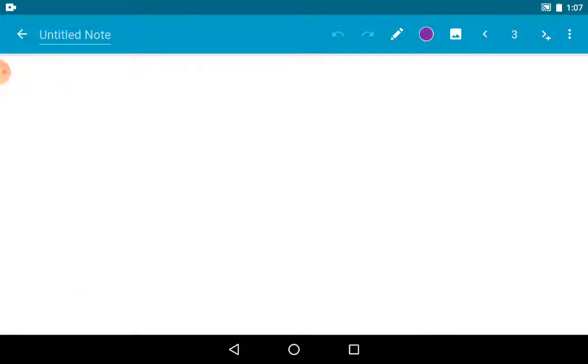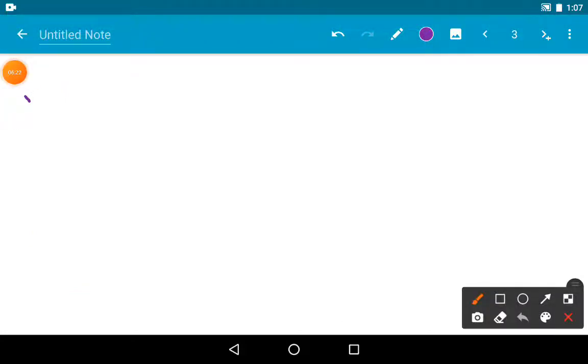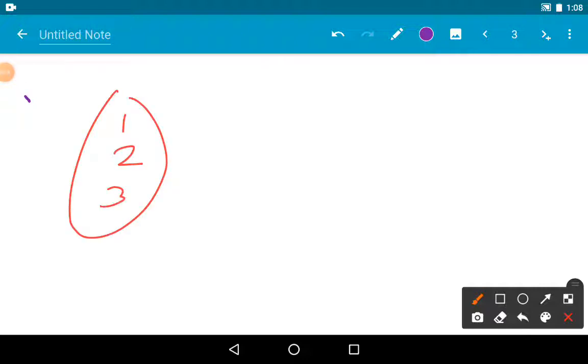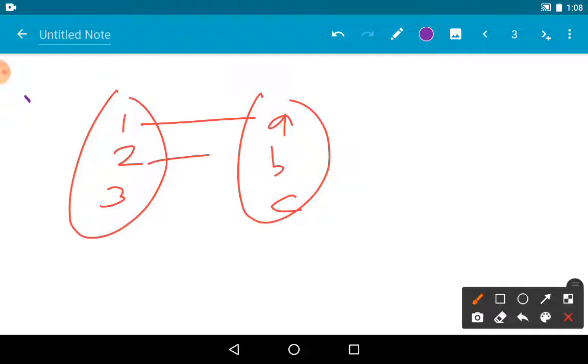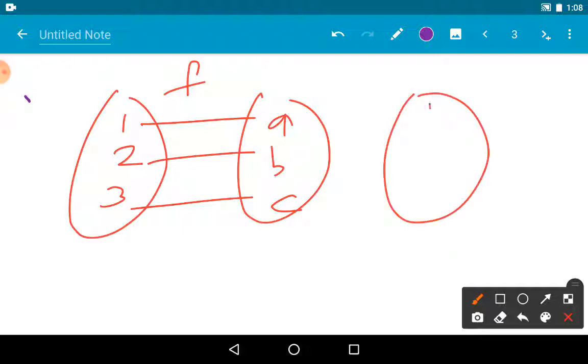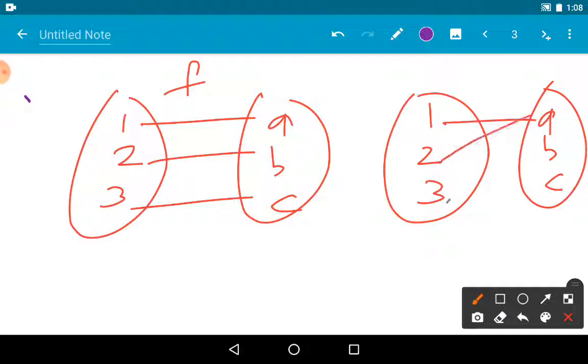So let us consider some examples of functions. If we are drawing these diagrams, then we can do like 1, 2, 3 and let it be A, B, C. Then this is a function. Or 1, 2, 3 and A, B, C. This is also a function. Okay.